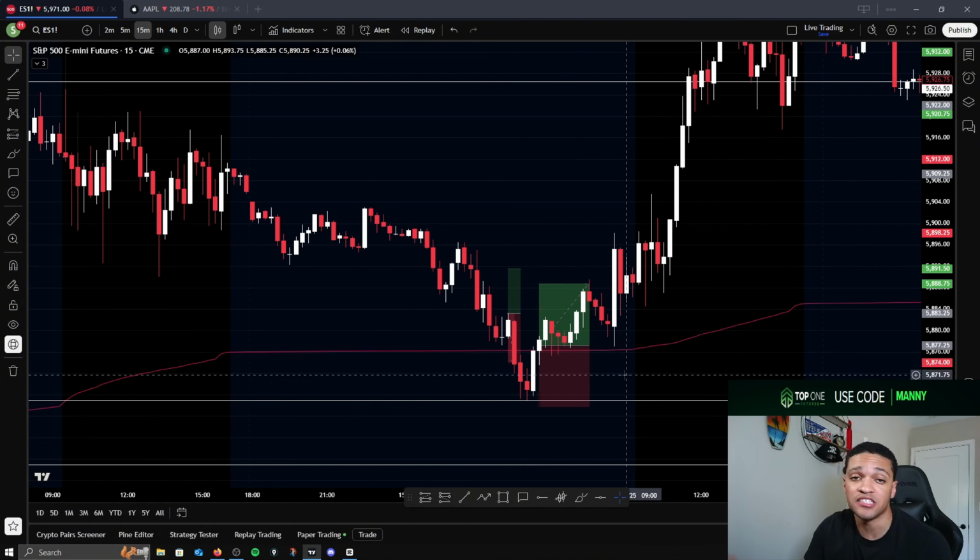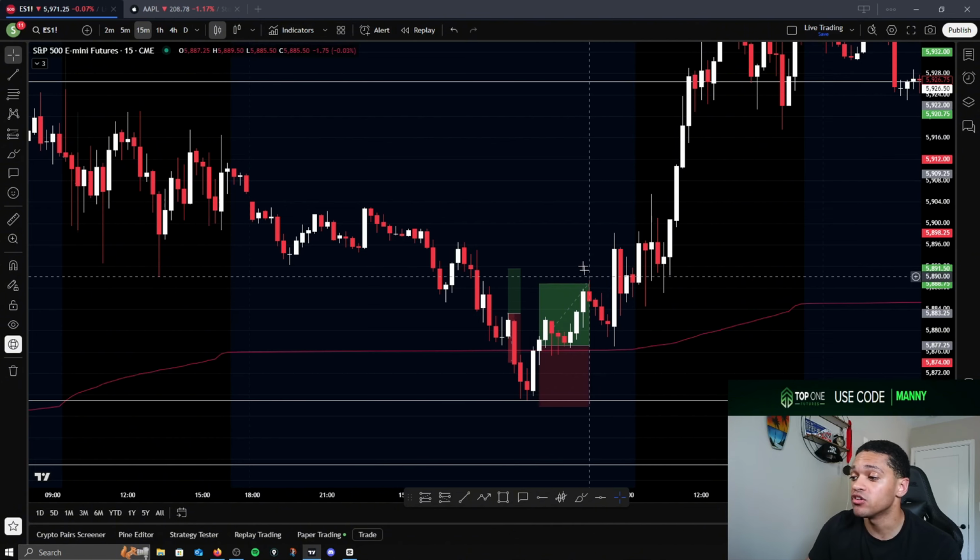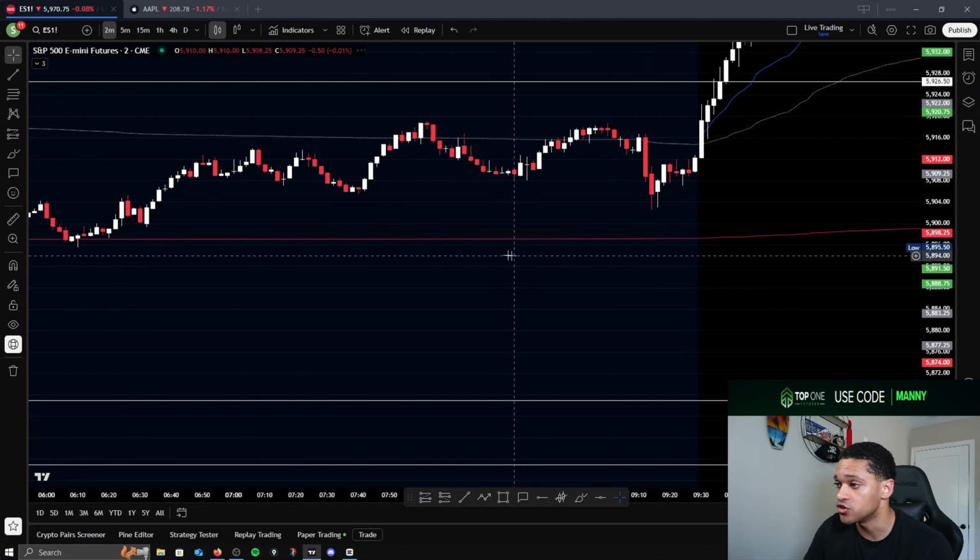So at this point, as soon as I see this, now I have confirmation that we have a higher low in place. We're at a very nice key level. The 1 hour is pending bullish. The 15-minute is pending bullish. Now let's find our execution on the 2-minute chart.